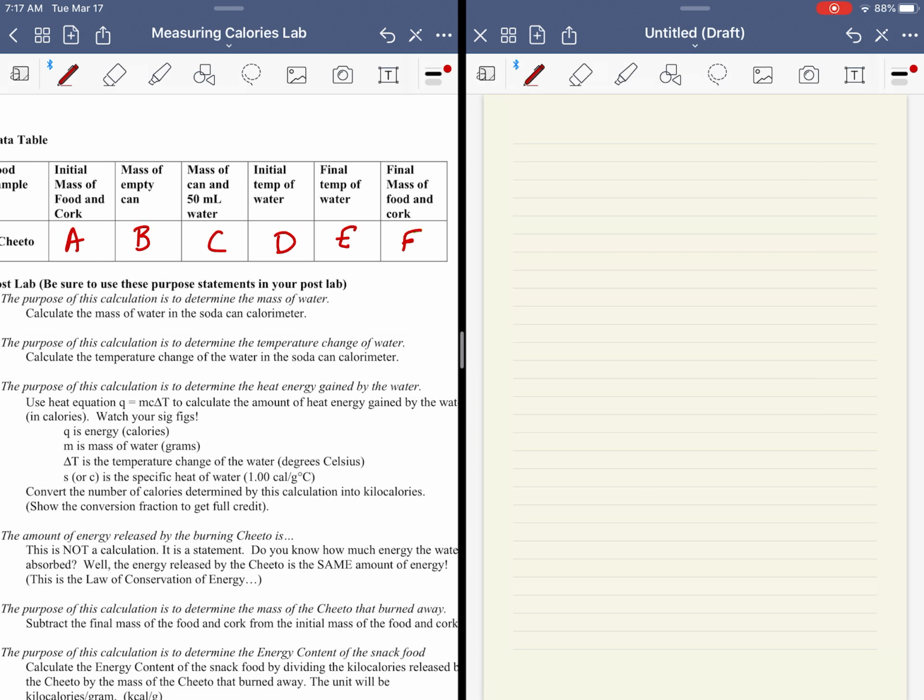This video lecture is meant to help you with the post lab for the Measuring Calories lab. So on our post lab, we have question number 1, which the first question is to determine the mass of the water. So we're going to just write the mass of the water.